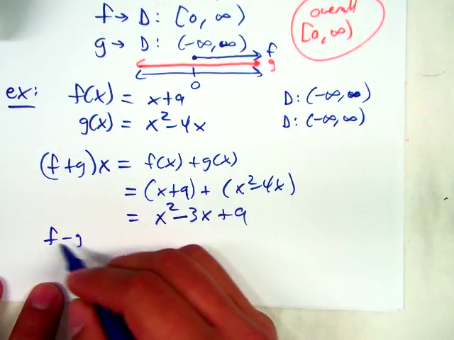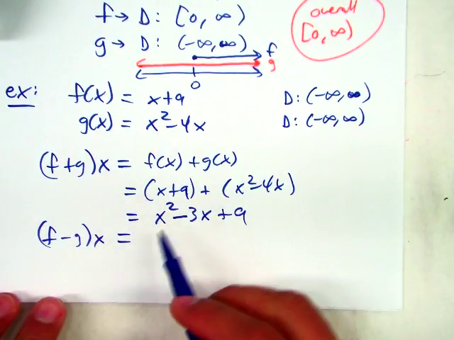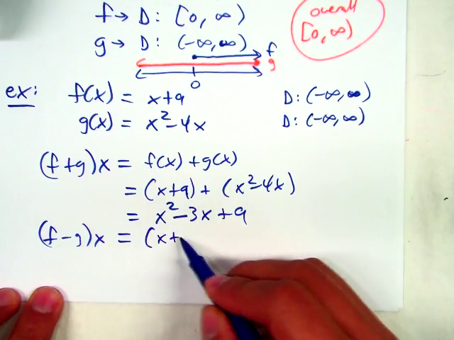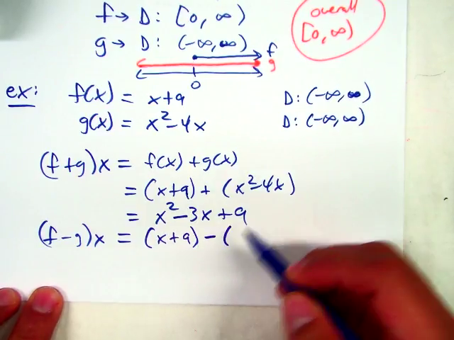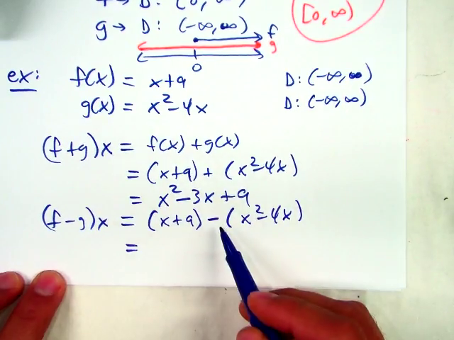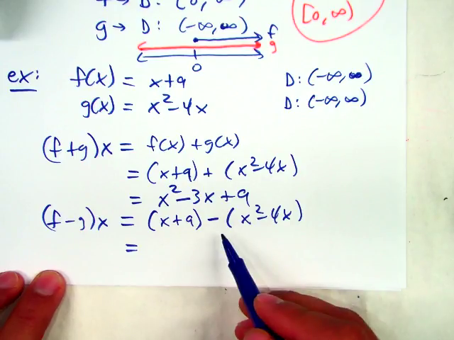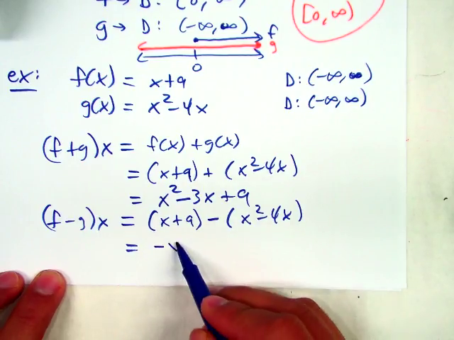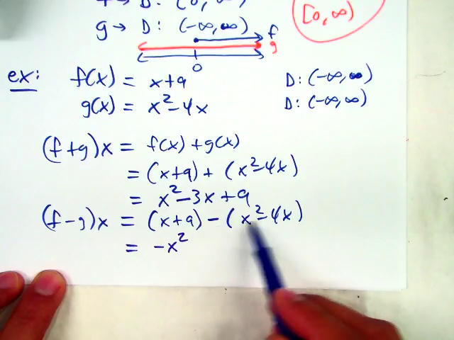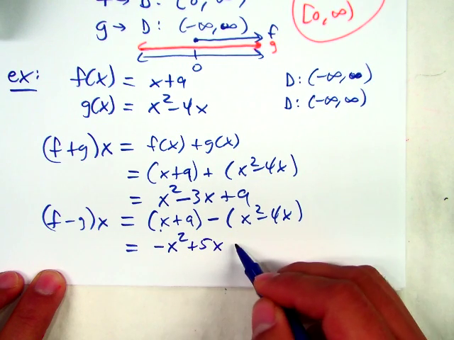F minus g, and this is why I use parentheses, guys. Always use parentheses. Is going to be what? X plus 9 minus the quantity. Yep. So if it helps you to distribute the negative first and then combine like terms, do that. Otherwise, you can just do it. X squared is going to be negative x, and then how many x's here? X plus 4 is 5, and then we still have the plus 9.